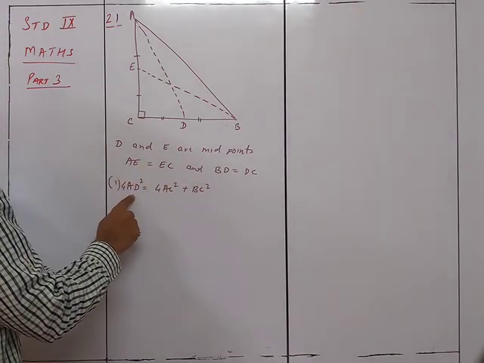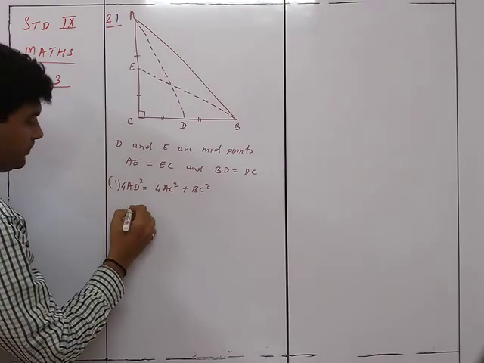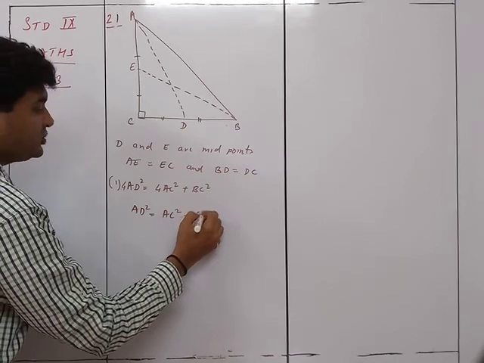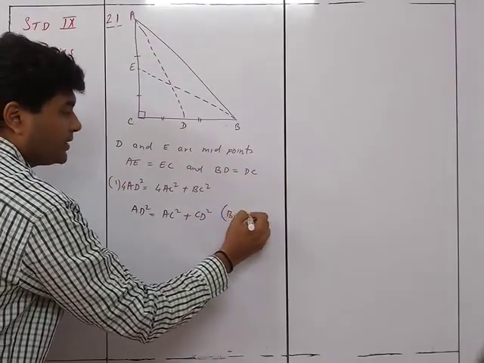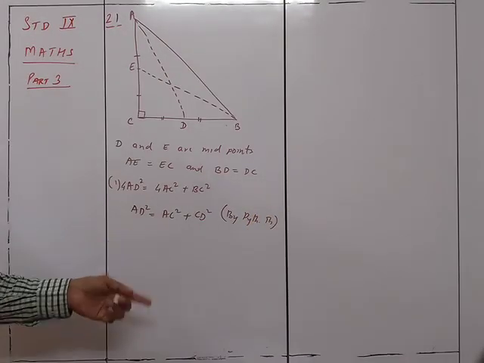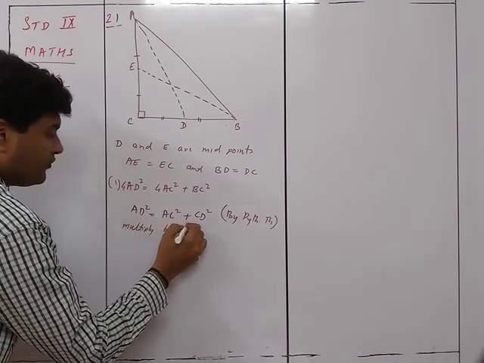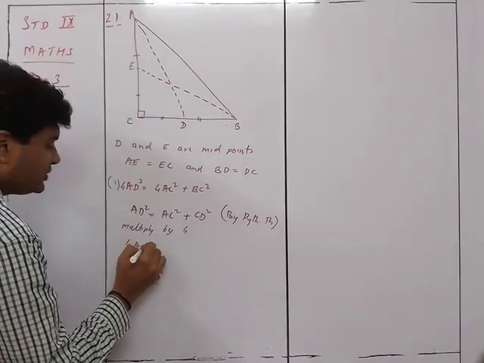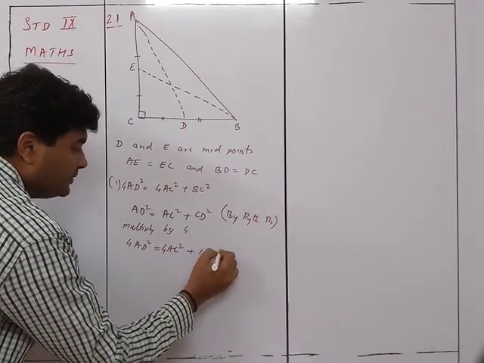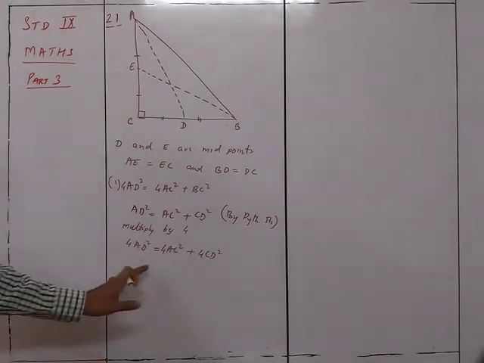So we have AD square over here. AD square is nothing but the hypotenuse. So we have that AD square is equal to AC square plus CD square. This is by Pythagoras theorem. But they want 4AD square, so we just multiply by 4. We get 4AD square is equal to 4AC square plus 4CD square. We are just multiplying everything by 4. That's it, simple thing over here.